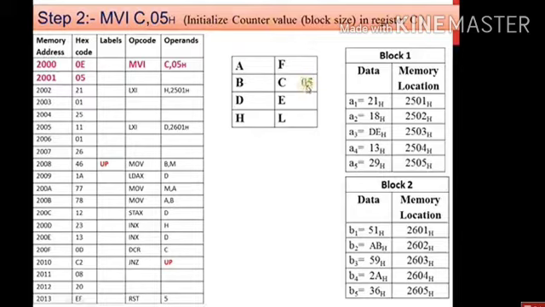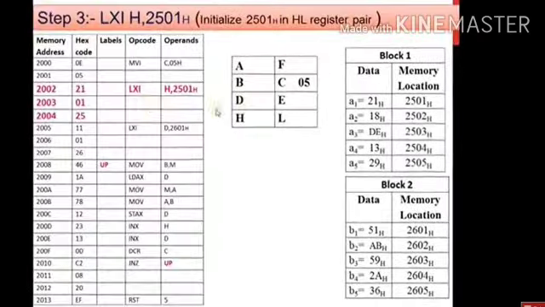So I will keep in counter 05. This much is clear. This is for both HL pair and DE pair. Now LXI H 2501. Now see, it is at 2501, so H will be 25 and L will be 01. Got it? This is initialization.